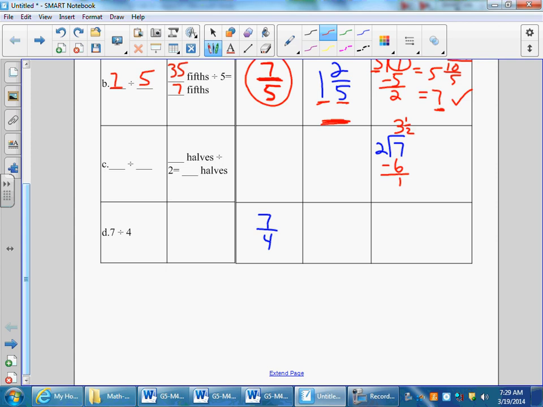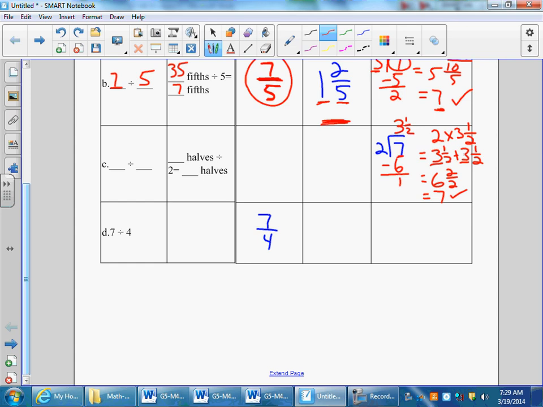My check would be 2 times 3.5. 3.5 plus 3.5. Whole number, 6. Fraction, 1/2 plus 1/2 is 2 halves. 2 halves is 1 whole. Add it to the 6 wholes for 7. It checks.